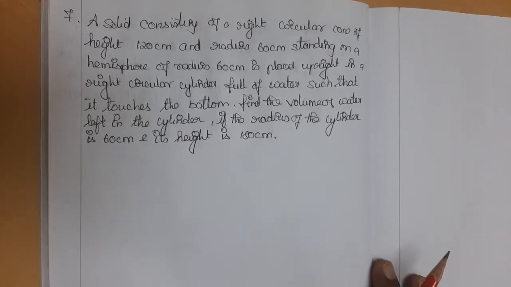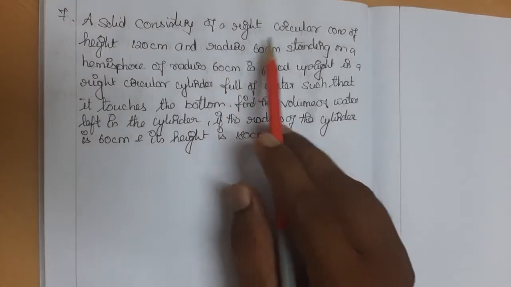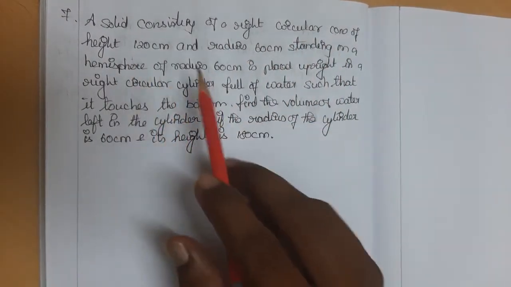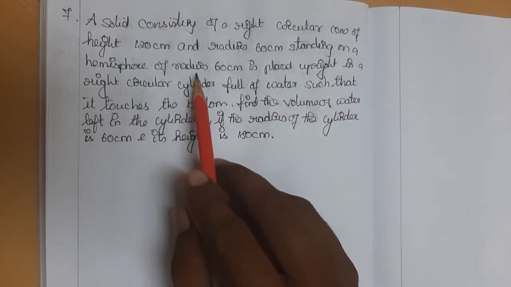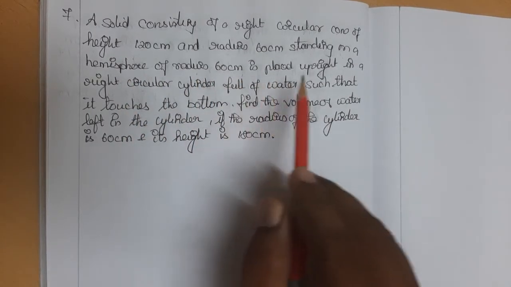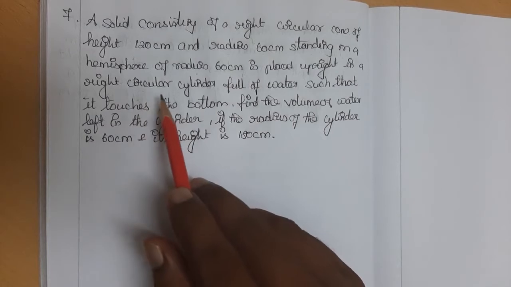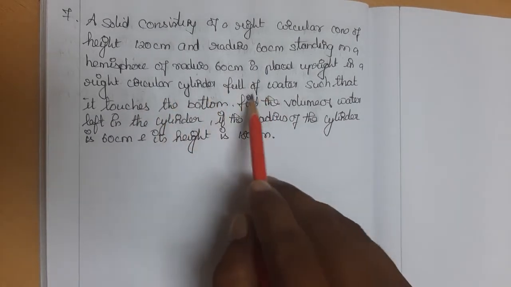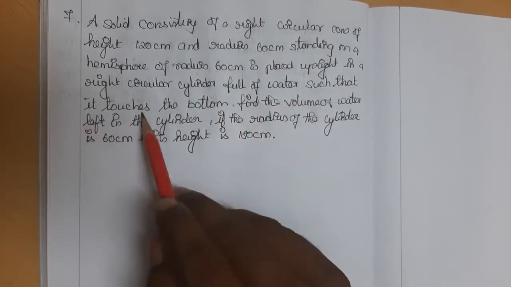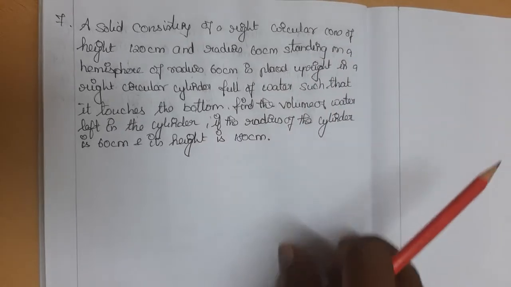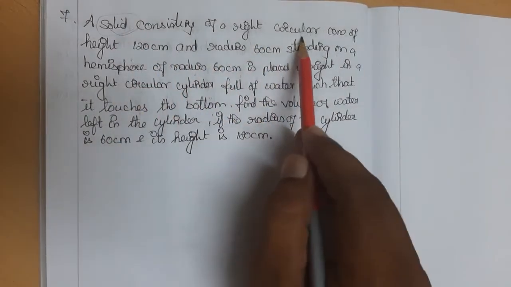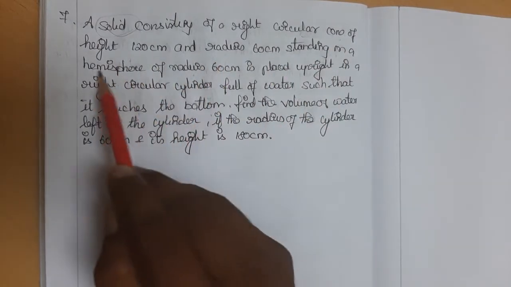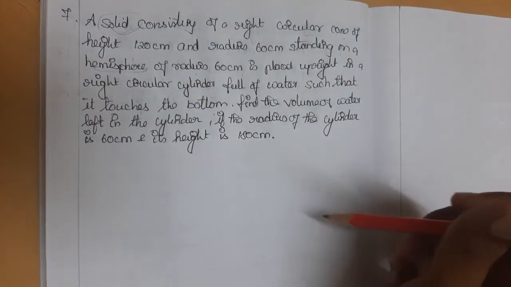So here we go for the next problem. A solid consisting of a right circular cone of height 120 centimeter and radius 60 centimeter standing on a hemisphere of radius 60 centimeter is placed upright in the right circular cylinder full of water such that it touches the bottom. So in the cylinder there is water, and there is a combination of the two shapes. The solid, a circular cone and the hemisphere, is kept inside the water.